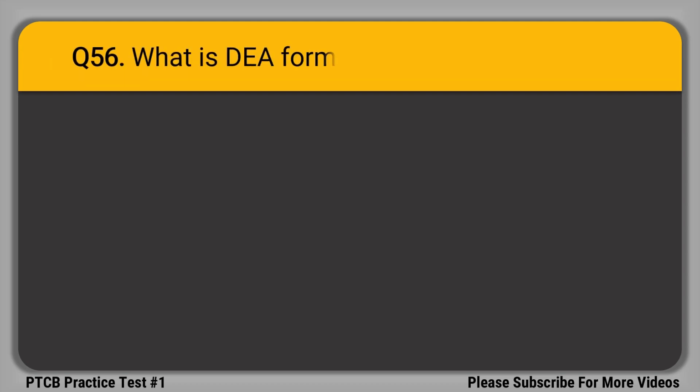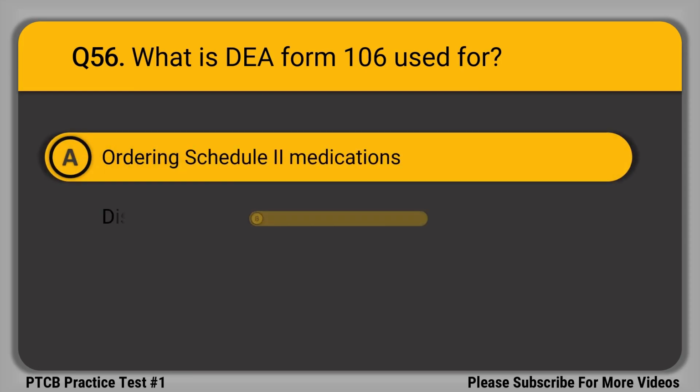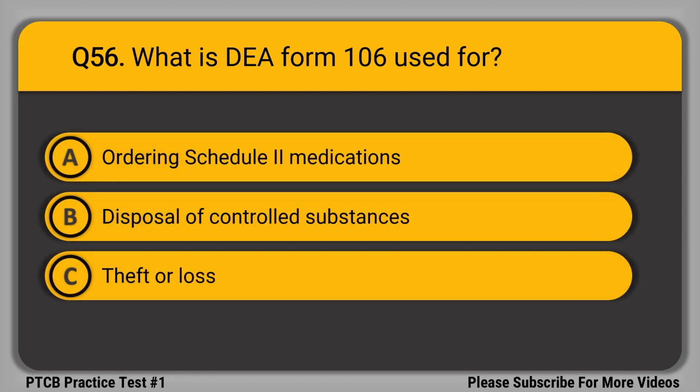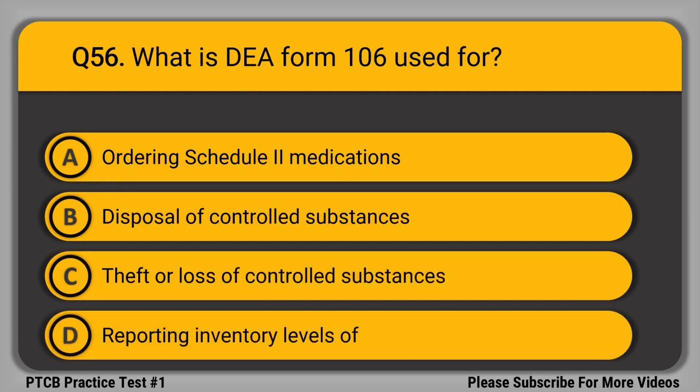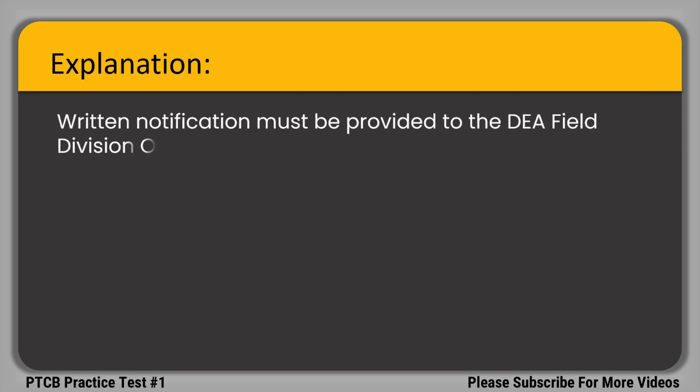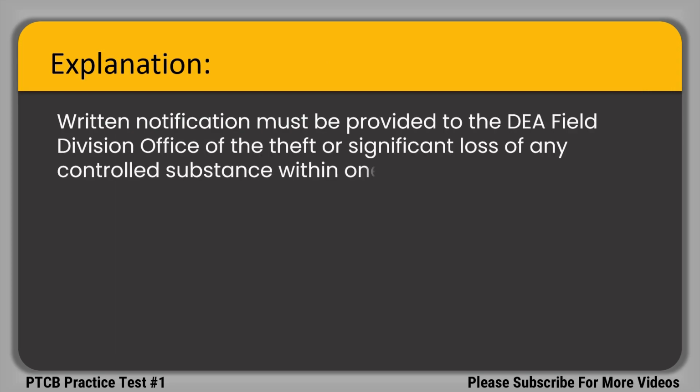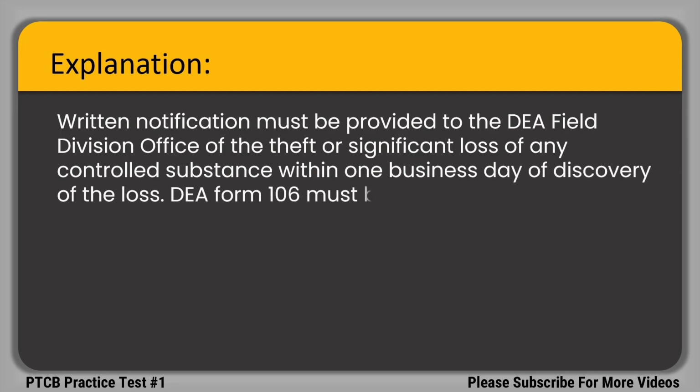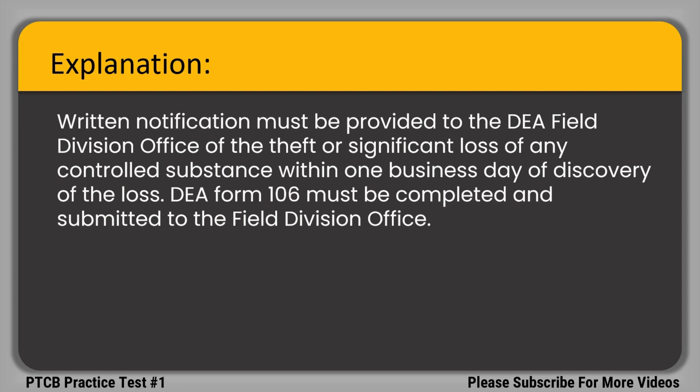Question 56. What is DEA Form 106 used for? A. Ordering Schedule II medications. B. Disposal of controlled substances. C. Theft or loss of controlled substances. D. Reporting inventory levels of controlled substances. C. Theft or loss of controlled substances. Written notification must be provided to the DEA Field Division Office of the theft or significant loss of any controlled substance within 1 business day of discovery of the loss. DEA Form 106 must be completed and submitted to the Field Division Office.